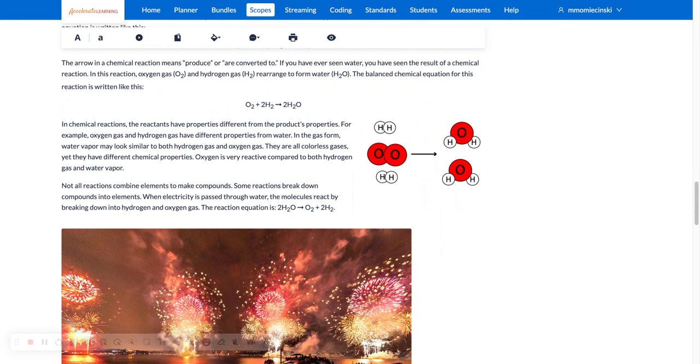If you have seen water, you have seen the result of a chemical reaction. In this reaction, oxygen gas, O2, and hydrogen gas, H2, rearrange to form water, H2O. The balanced chemical equation for this reaction is written like this.